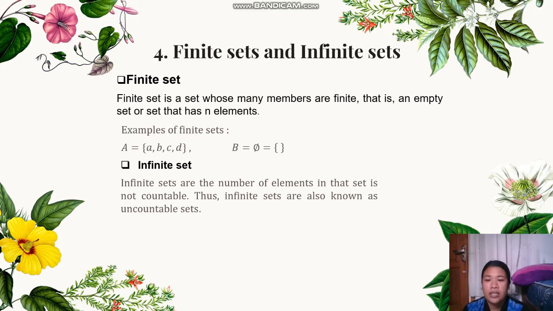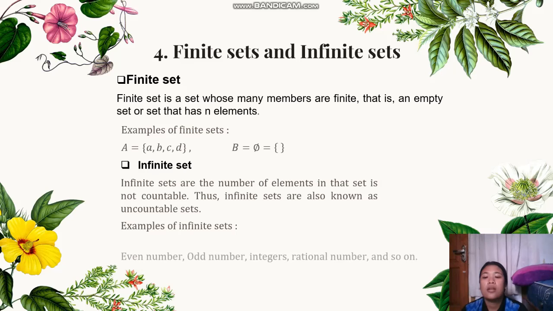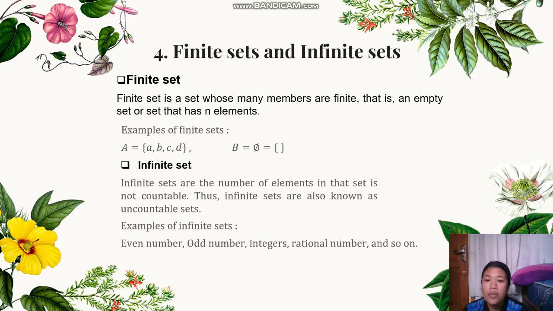Next, infinite sets. Infinite sets are sets where the number of elements is not countable. Thus, infinite sets are also known as uncountable sets. For examples: even numbers, odd numbers, integers, rational numbers, and so on. The sets of even numbers, odd numbers, integers, and rational numbers are infinite.